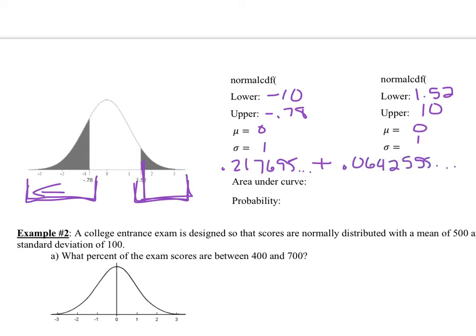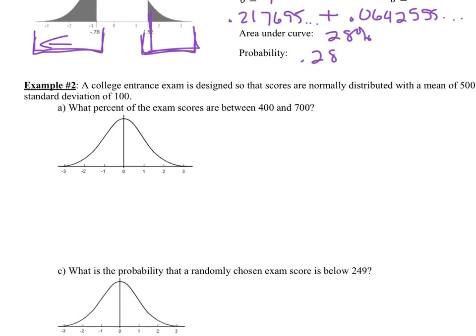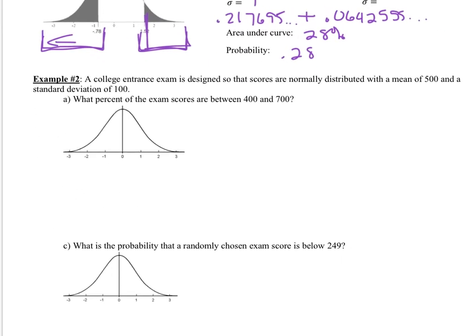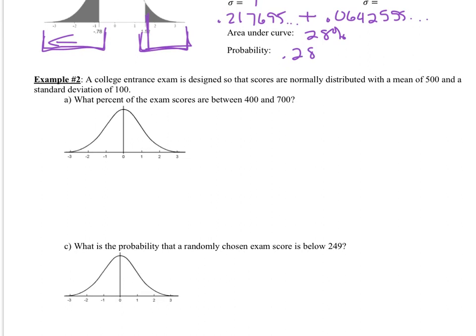And then when we add them together, we get approximately 28%, or 0.28 for the probability. So what happens if they don't give you a z-score and they give you just mean and standard deviation? Well, we convert to the z-score. You guys know how to do that from yesterday.